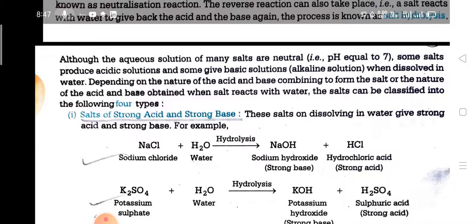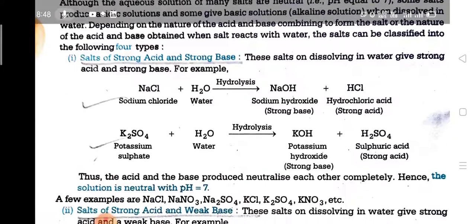So whenever we dissolve a salt in water and it produces a basic solution, the pH will be greater than 7. And if it produces an acidic solution, then the pH will be less than 7. Depending on the nature of the acid and base combining to form the salt, or the nature of the acid and base obtained when the salt reacts with water, salts can be classified into the following 4 types.